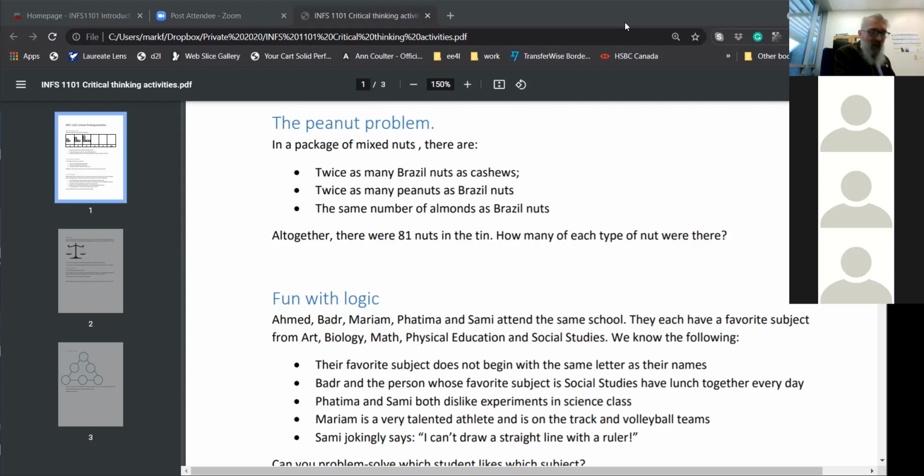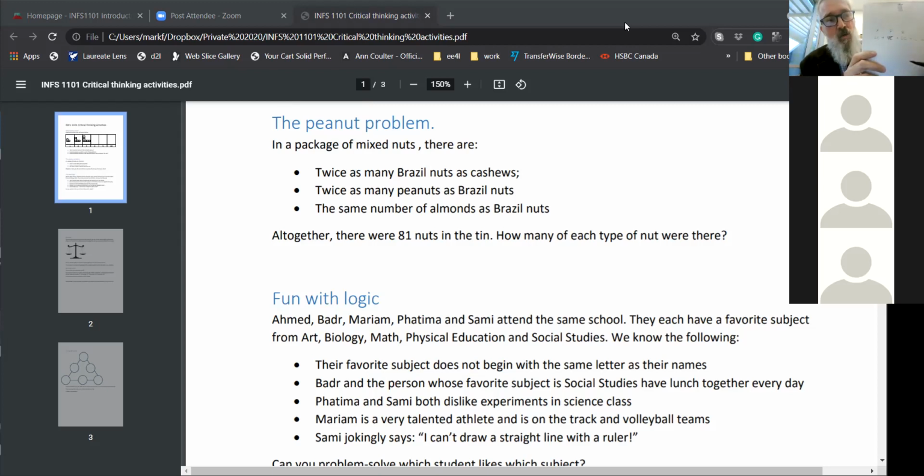The total is equal to 81, but the total is made up of cashews plus Brazil nuts plus peanuts plus... what was the last one? Almonds. Now what I've done there is I've converted everything to C's.